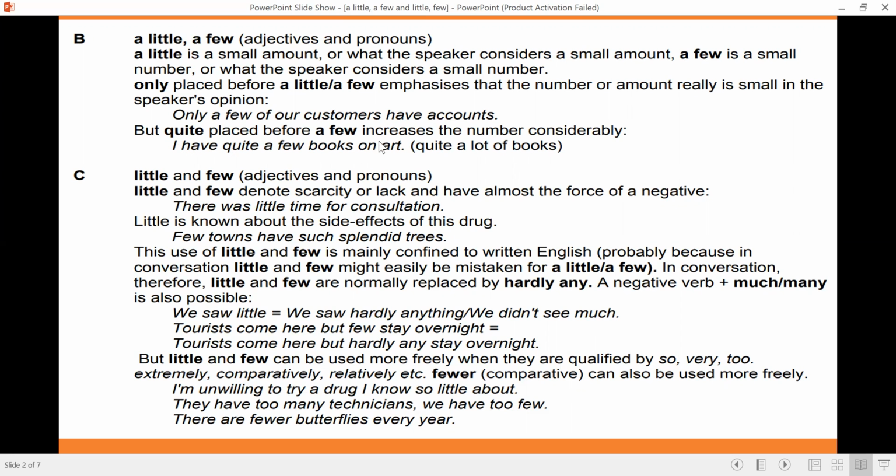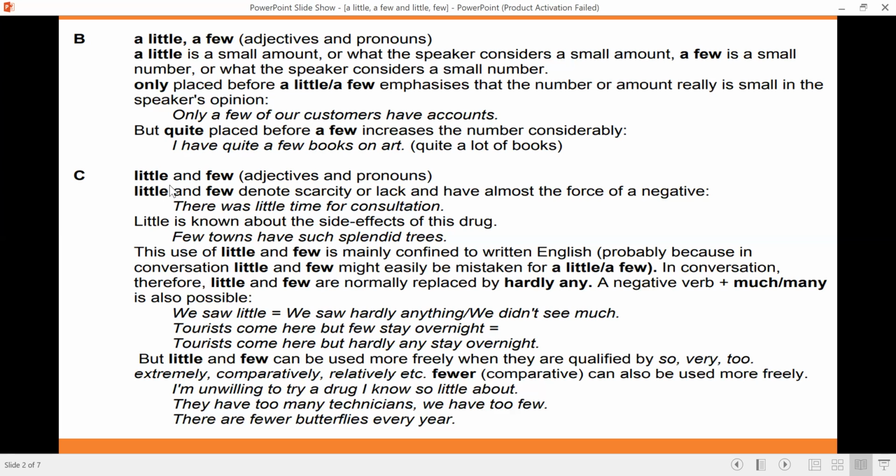But quite placed before a few increases the number considerably. If you use quite before a few, it increases the number considerably. For example, I have quite a few books on art. Quite a few books does mean many books, quite a lot of books. All right. When you use only before a few or a little, it shows that the amount or number is really small. But if you use quite before a few, it shows that the number is considerably high. It increases the number. All right. Here you have seen the example.